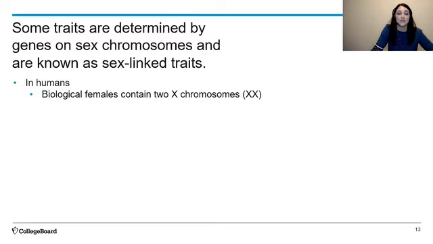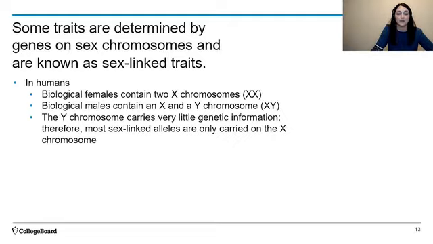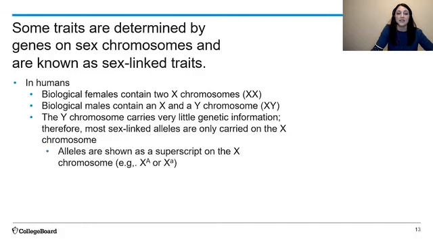In humans, biological females contain 2 X chromosomes, and biological males contain an X and a Y chromosome. The Y chromosome is smaller and carries very little genetic information. Therefore, most of the sex-linked alleles that we look at in humans are carried on the X chromosome. Alleles are shown as a superscript on the X chromosome.